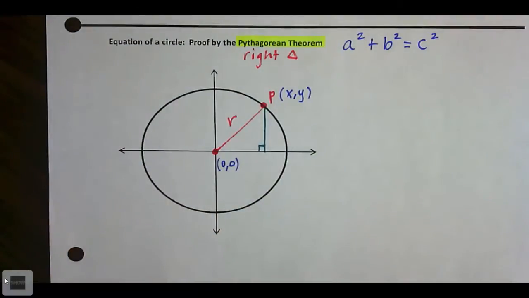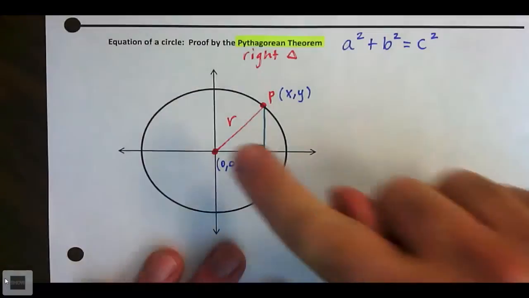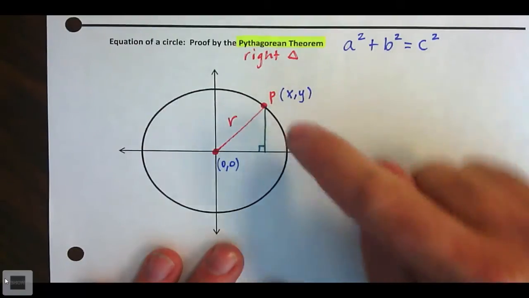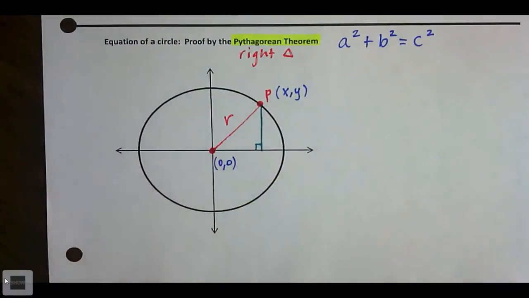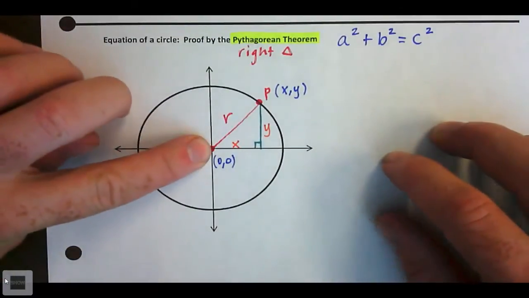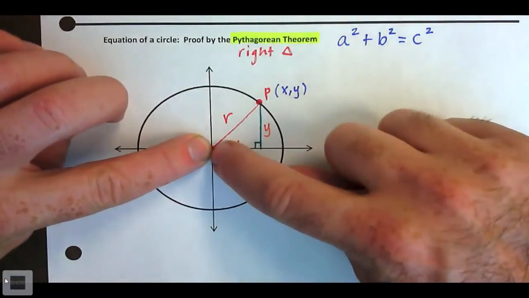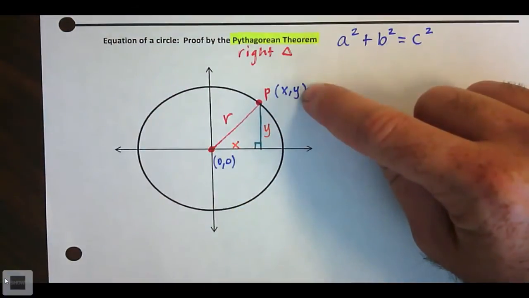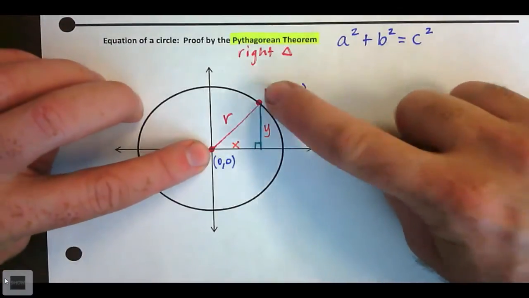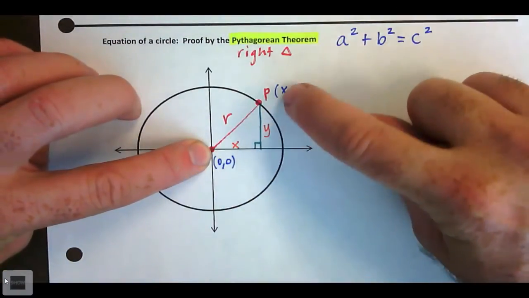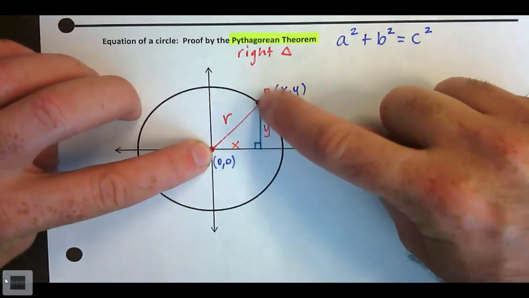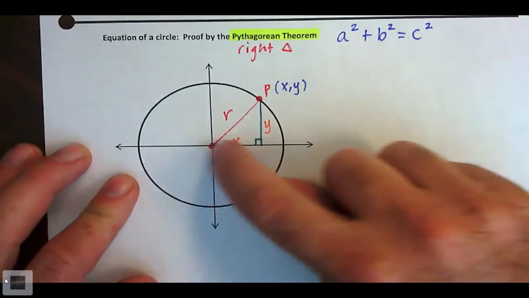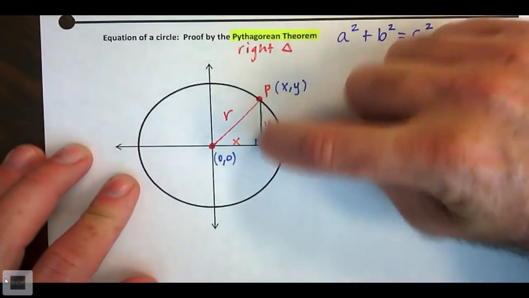Next, since we're going to use the Pythagorean theorem, I need to identify the sides. I already know that this side is r. The question is, what are this vertical side and this horizontal side going to be? To go from this point to that point, I have to go over so many units and then up so many units. I don't know what this point is; all I know is it's x comma y. To get to this point, I would go over x units and then up y units. Since I don't know what they are, we'll say the horizontal side is x units and the vertical side is y units.